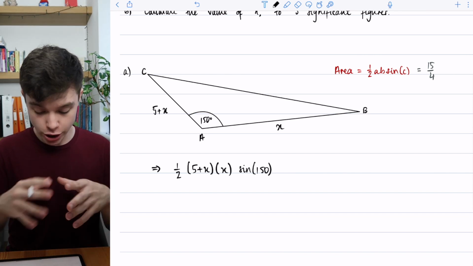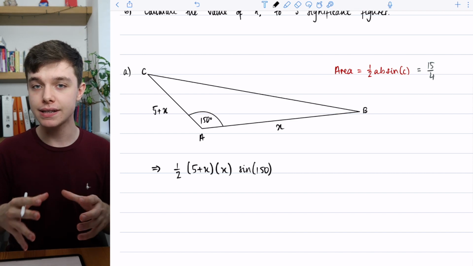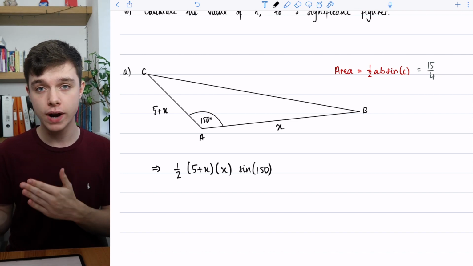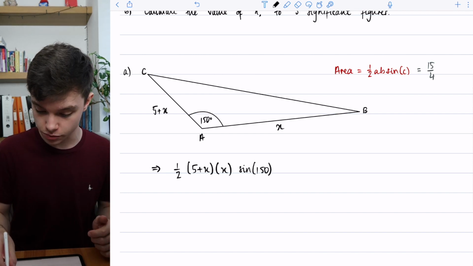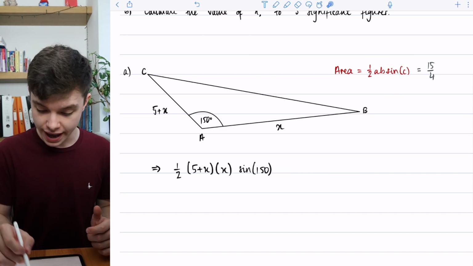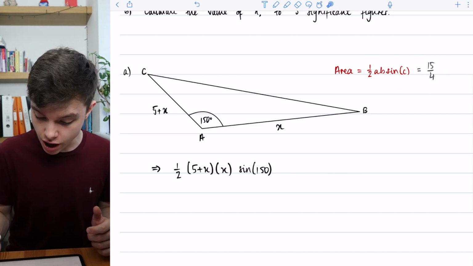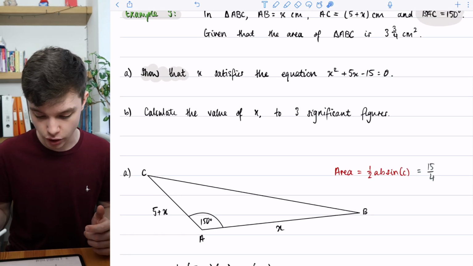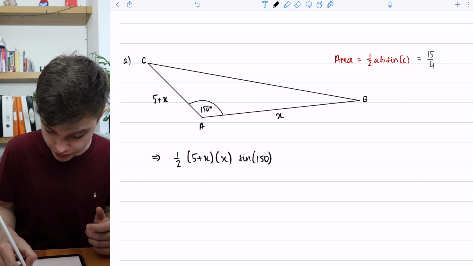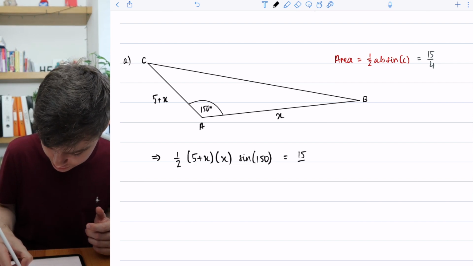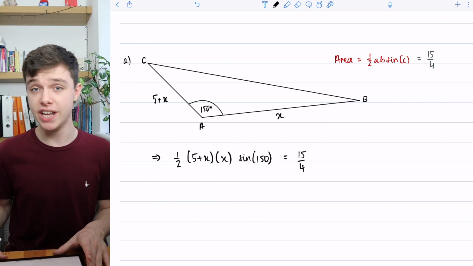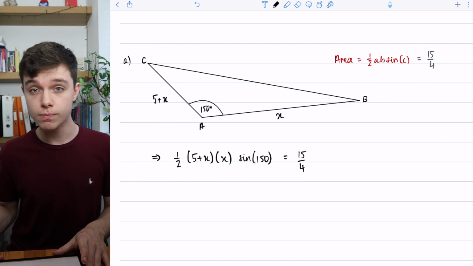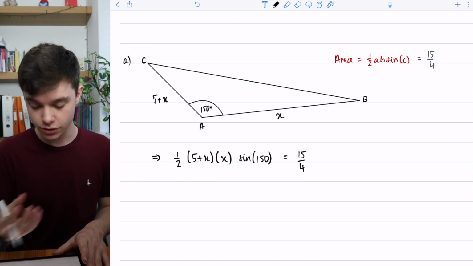If we knew the value of x and we calculated that, it would give us the area of the triangle, because that's what the formula is. We've just substituted in. But we know what the area is. We know it's 15/4, or we know it's 3 3/4. So 15/4 is a nicer way to put that. So we can set that equal to 15/4.